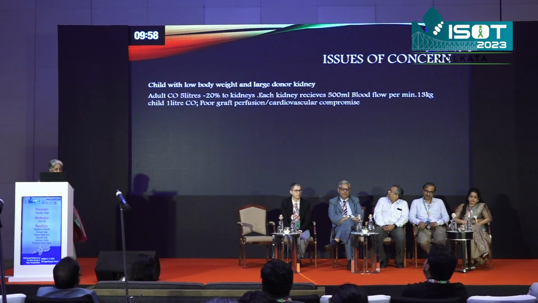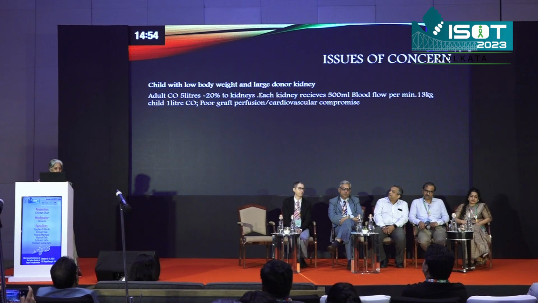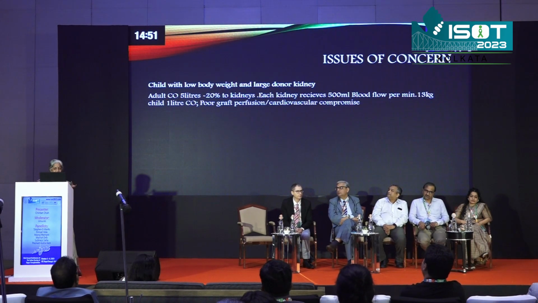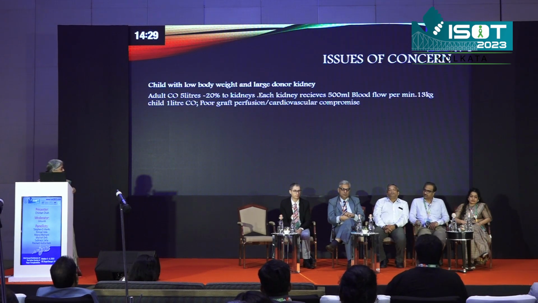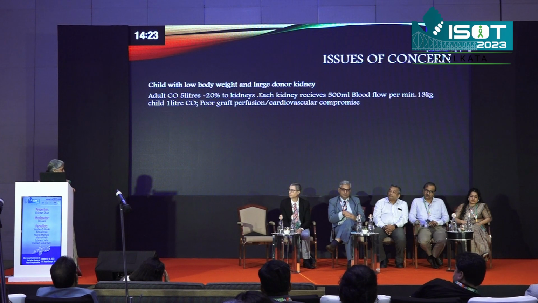The other issue was what you brought up. This is a child with low body weight and a large donor kidney. Now, of the adult cardiac output of 5 liters, 20% goes to the kidney. Each kidney receives 500 ml blood flow per minute. Now, in a 13 kg child, the cardiac output would be close to 1 liter per minute. And so, would that cardiac output be able to maintain the graft perfusion, or would, as Dr. Deb said, there be a cardiovascular compromise which could happen, and can that be managed with just fluids and vasoactive drugs as usual?